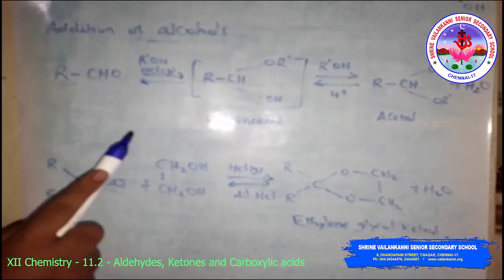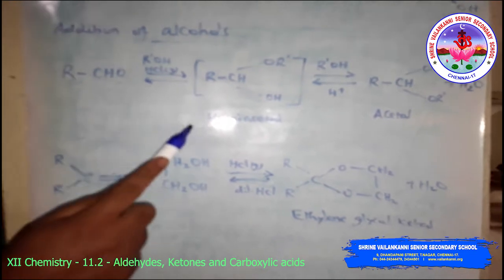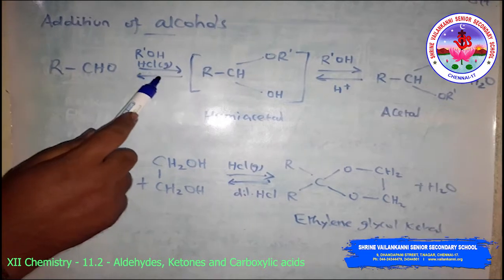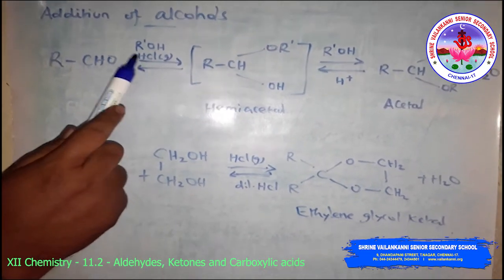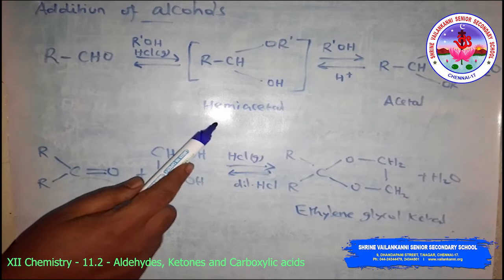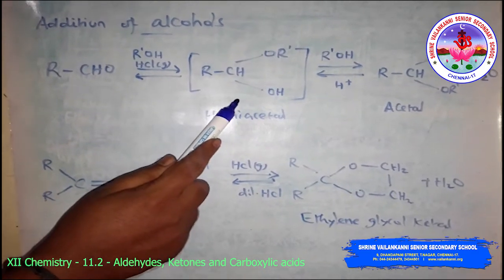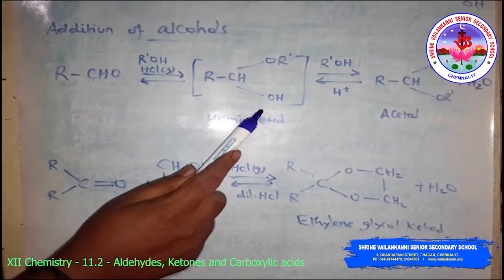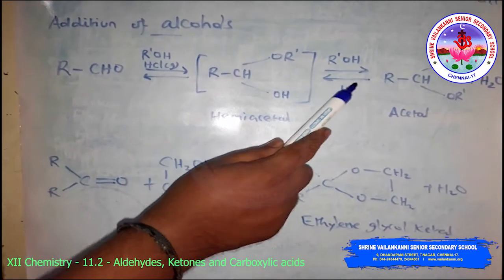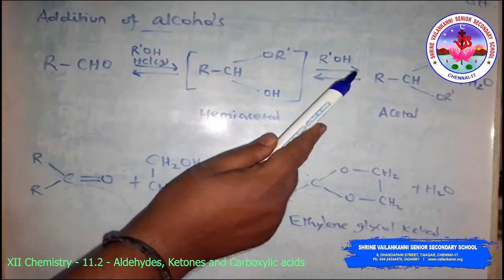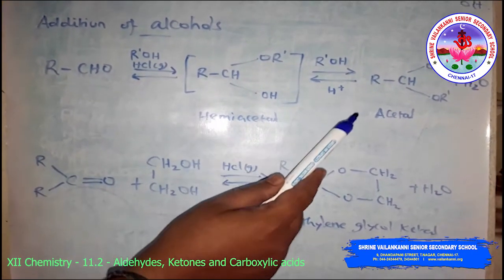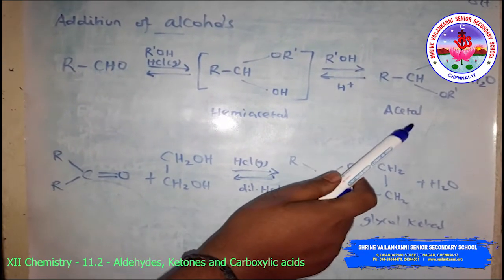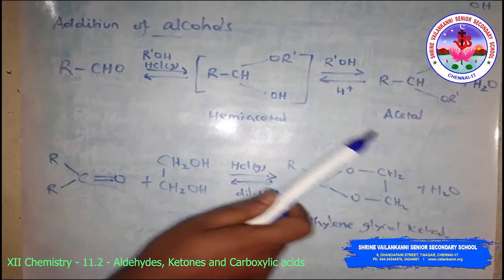When aldehydes react with one equivalent of the monohydric alcohol in the presence of dry hydrogen chloride gas, they yield an alkoxy alcohol. Look at this. This is the alkoxy alcohol intermediate, called the hemiacetal form. It further reacts with one more molecule of alcohol to give a gem-dialkoxy compound known as the acetal compound.